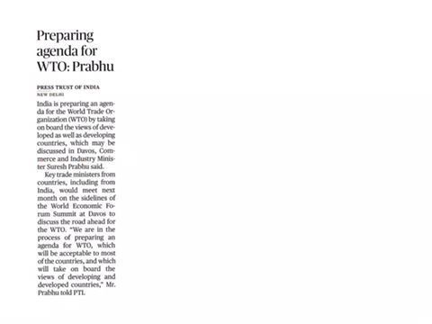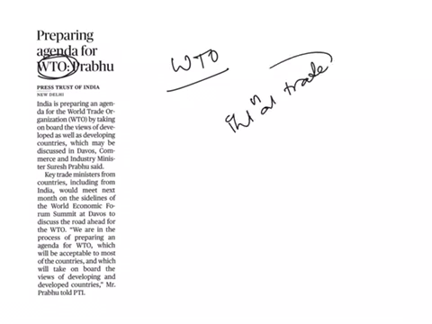Now come to the last article. It's like preparing the agenda for WTO. So you should know about WTO. WTO means World Trade Organization. It is an intergovernmental organization that regulates international trade. It is important. The main objective is what? Regulating international trade.